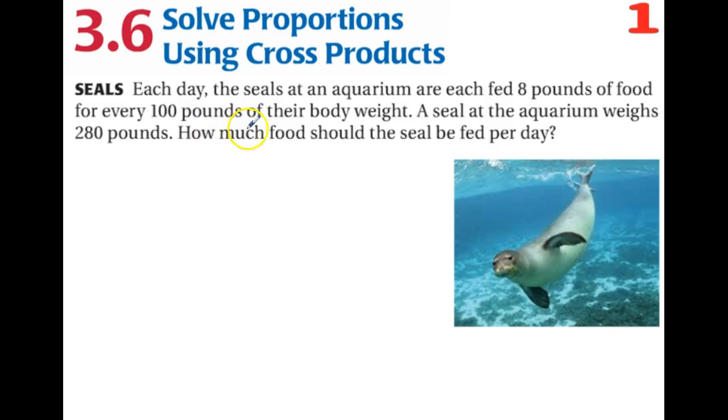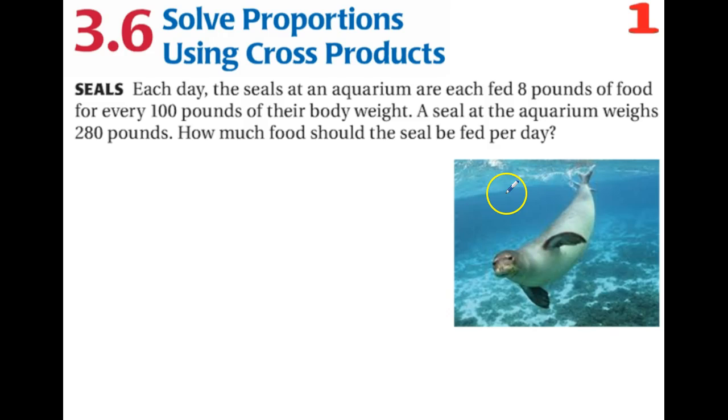It says, each day the seals at an aquarium are each fed 8 pounds of food for every 100 pounds of their body weight. A seal at the aquarium weighs 280 pounds. How much food should the seal be fed per day?